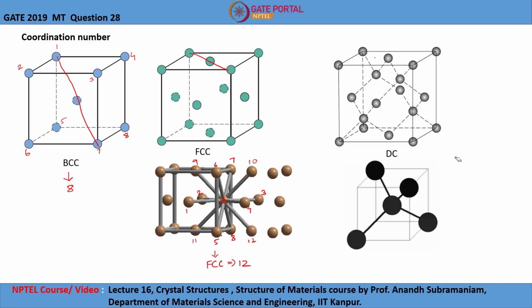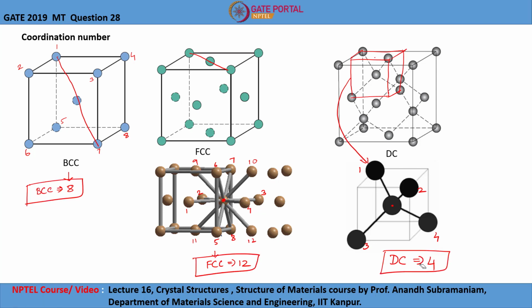The schematic of diamond cubic structure is shown here. On considering this section of the cube, we can find that the number of nearest neighboring atoms for this atom are 1, 2, 3 and 4. So the coordination number for diamond cubic structure is 4. So let us now calculate the atomic packing fraction for body-centered cubic, face-centered cubic and diamond cubic.